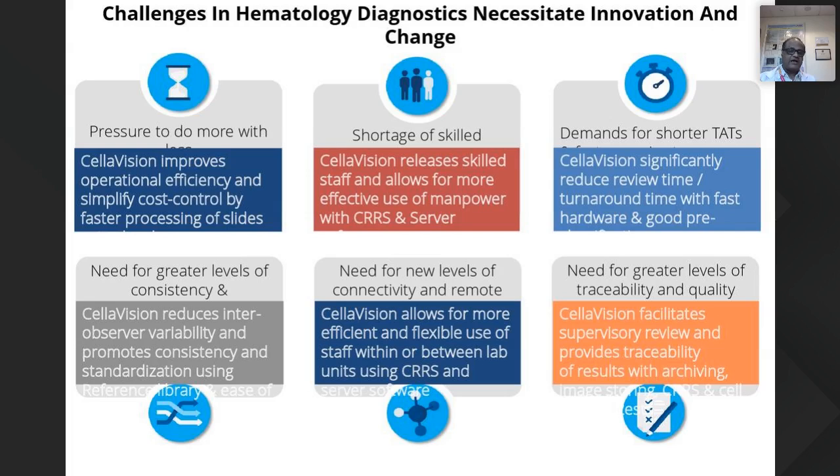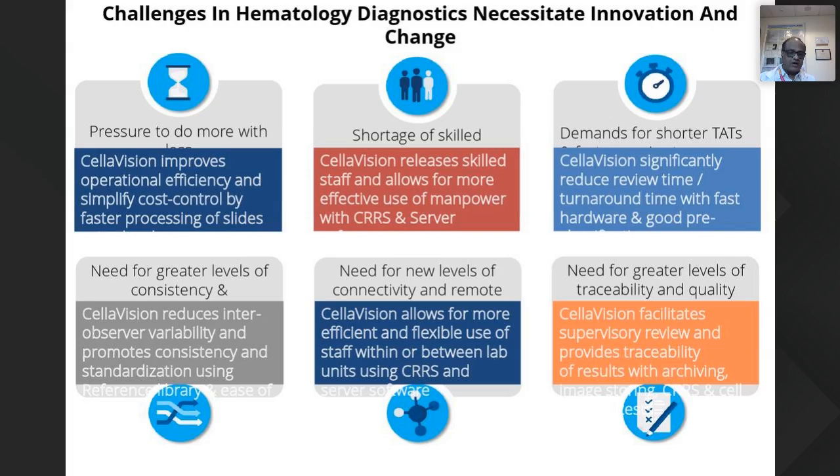Traceability of quality at the superior levels is important, which I told you. I'll show you how the traceability of quality can be brought in over here, and standardization and delta checks can be done. CellaVision also has flexible use between labs. If you have a central lab and peripheral or satellite labs, there is no need for transport of the slides itself. You can annotate the slides, ask them to come onto the remote consultation, and go ahead and do it. The last one is greater levels of standardization, reduction in inter-observer variability, and promotion of consistency.